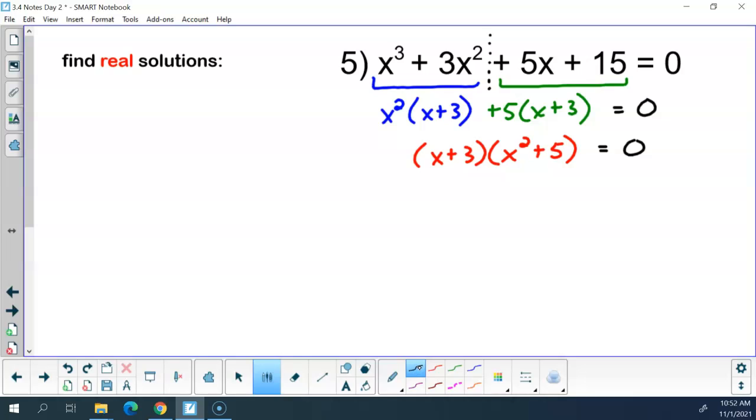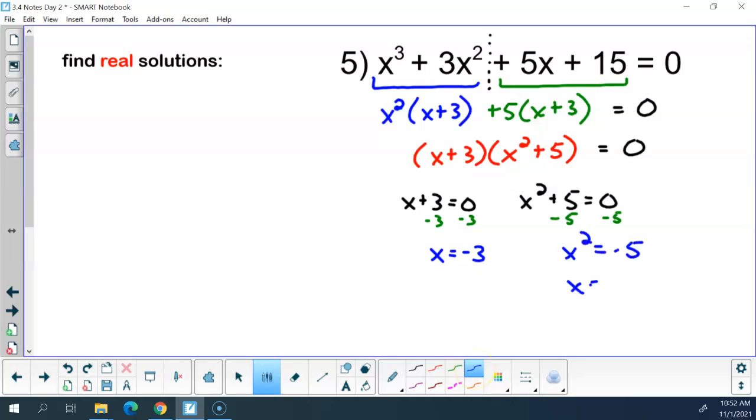So then that would become x plus 3 equals 0 and x squared plus 5 equals 0. So the only real solution is x equals negative 3. Wow. So our only real solution, because we only wanted real ones, would be negative 3. I still got my 3 answers, right? My 3 solutions, my 3 roots, my 3 zeros, but 2 are imaginary, because imaginaries always come in pairs. I like this. Wow.